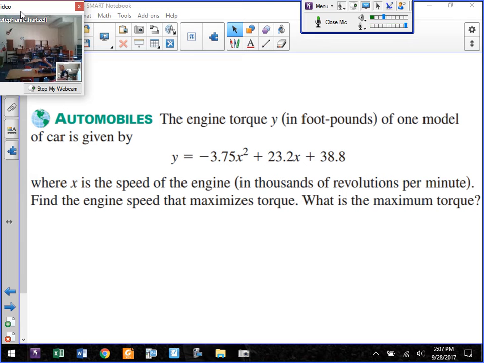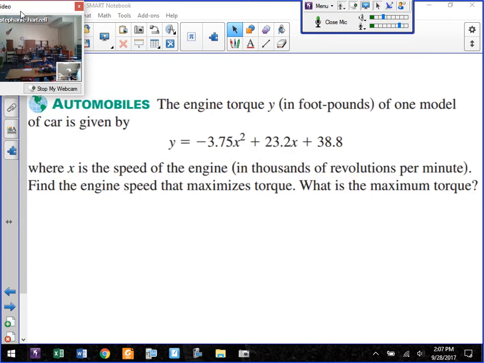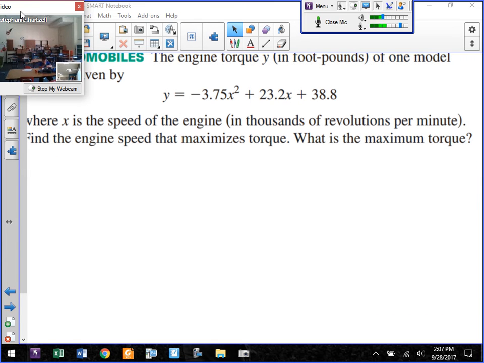All right. So we're doing the one that has the picture of a race car in the upper left-hand corner. That's that single page. All right, so, guys, I'm going to get through a few of these here. Engine torque, Y, in foot-pounds. Torque is what makes things rotate. It's rotational force. For one model of a car, it is given by the following quadratic equation.